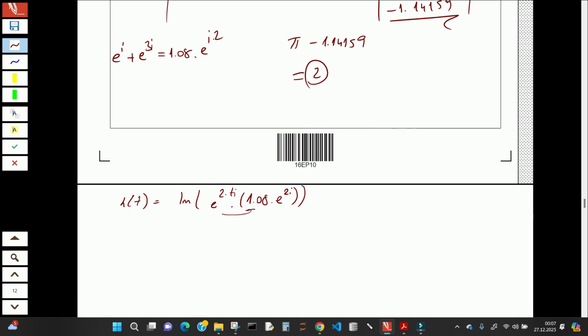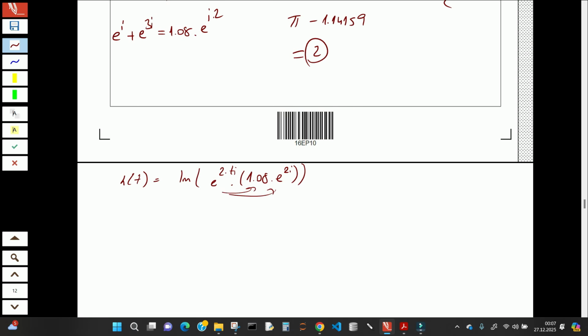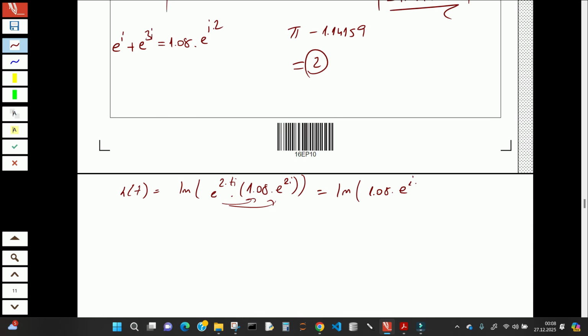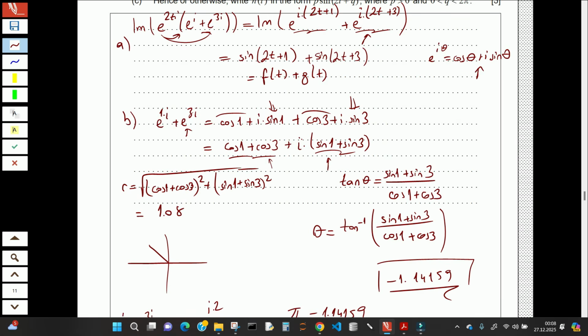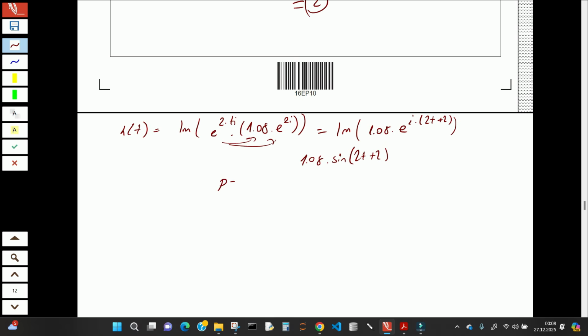So if you distribute it in parentheses, you can write 1.8 out of this, e to the power of i times (2t plus 2). From here you can write the imaginary part of this complex number will be 1.8 times sine (2t plus 2). Yeah, we found it. In this case, P is 1.8 and Q is 2, right?